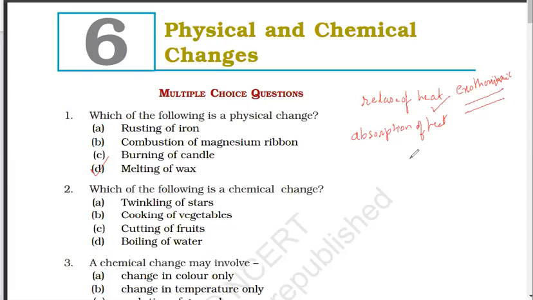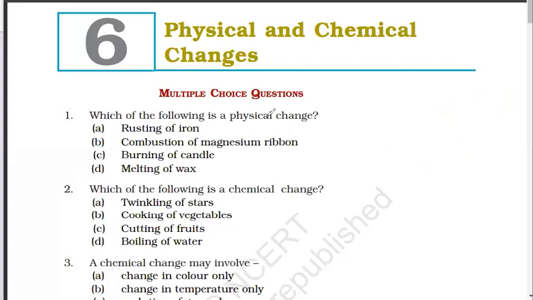So, tell me, what do you mean by endothermic reaction? It's a reaction in which absorption of heat occurs. Got it, Brinda? Got it, everyone? So the reactions in which energy is released are exothermic, and the reactions in which energy is absorbed are endothermic. Anyways, this is a chapter which we have to discuss in detail after we complete the syllabus. Chemical reactions is a very big chapter that we'll discuss.